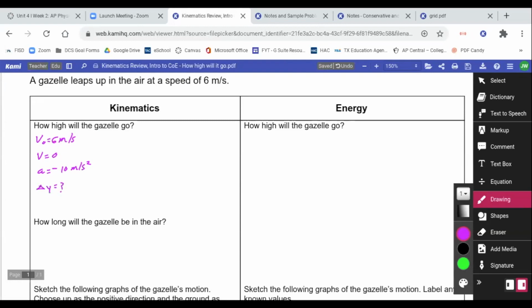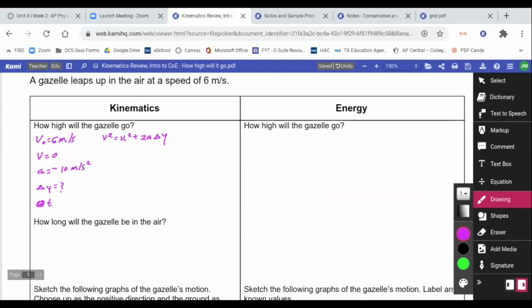We dig back through our notes. We try to find that formula that basically has no time. Didn't ask us anything about time. So no time. And the formula that had no time was v squared equals v naught squared plus 2a delta y. Okay, so that's the formula that gives us that information.